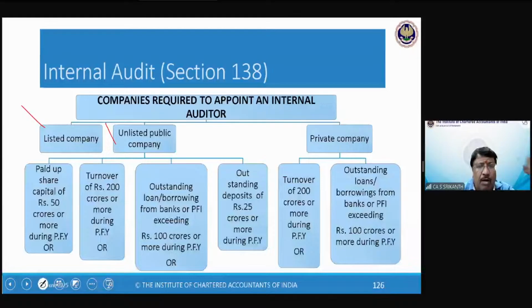First is paid up capital of 50 crore or more. Turnover 200 crores or more. Outstanding loan or borrowing from banks or PFI exceeding 100 crores or more. So the minute you get 100 crore bank funding, there is an element of public interest in your business. So there is a need for an internal auditor. Outstanding deposits of rupees 25 crores or more. Okay? 25 crores. That again is a public interest.